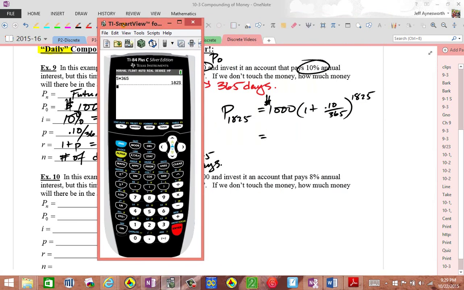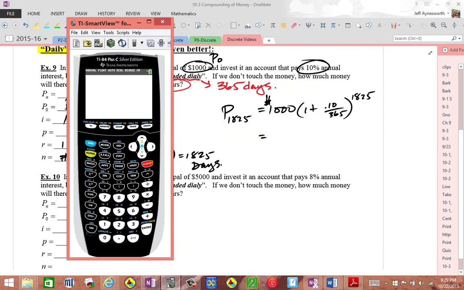Okay, let's work it out. Let's do it the way you are going to do it on the little calculators. So 0.1 divided by 365, hit the equal button. Add 1, hit the equal button. Raise it to 1,825 days, and then times it by 1,000. Boom, that's how you get your answer, guys.